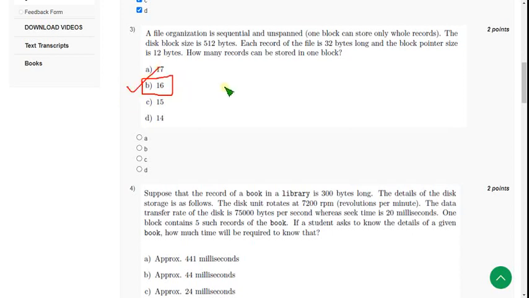Guys, if you think any solution should be changed, please mention it in the comment section. For the 3rd question, the probable solution is option B.